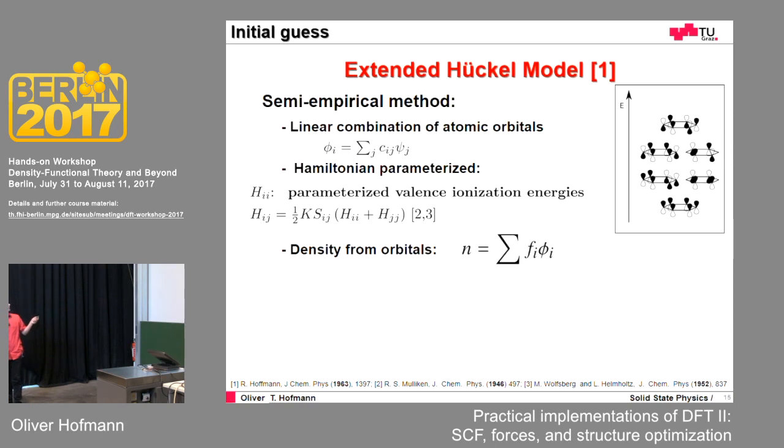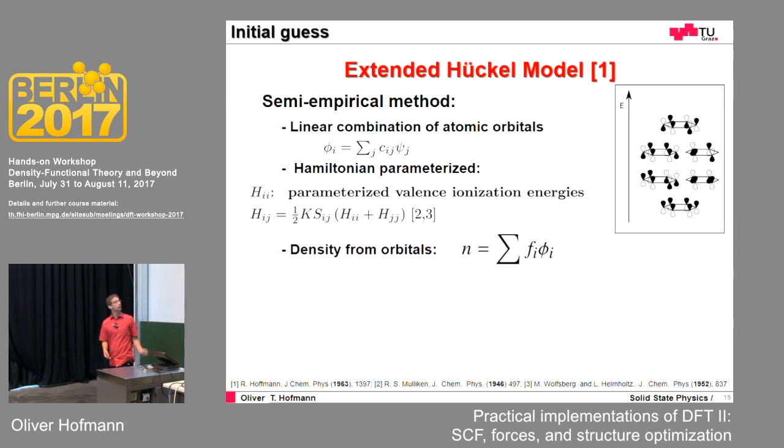And then you construct the Hamiltonian via this equation. You have 1/2 K, where K is just a constant. S is then the overlap between two atoms. And then you have two parameters, H_ii and H_jj, which are predetermined for each element. That's a very simple Hamiltonian, and you can just solve it. You don't even need to solve it self-consistently, because the result is not in the Hamiltonian itself. And then you get out all these orbitals.